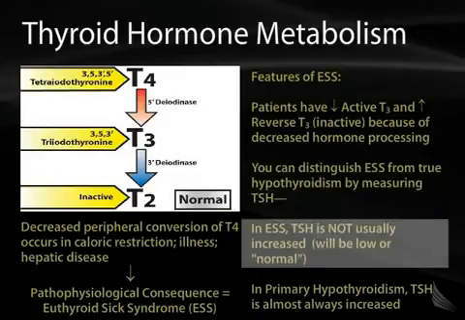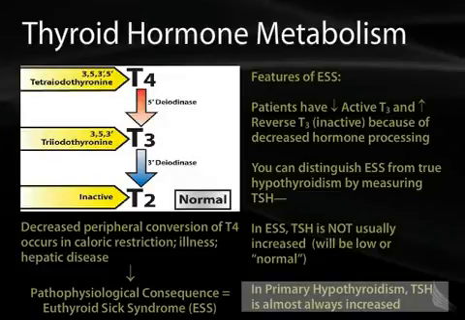So in ESS, the TSH levels are usually not increased. If anything, the TSH levels may be normal or maybe even slightly decreased. Because if you recall, we had mentioned that one of the inhibitory stimuli for TSH release is chronic illness. So chronic illness can suppress TSH as opposed to primary hypothyroidism, where TSH is by definition increased. So the TSH measurement will allow us to know whether a patient who has low T4 or a low T3 is having a low T3 because of true primary hypothyroidism or because of ESS.